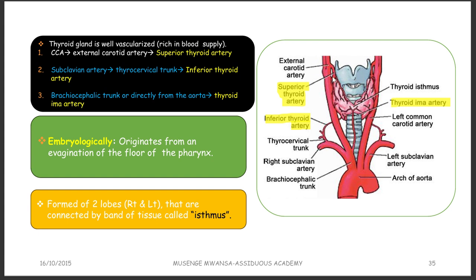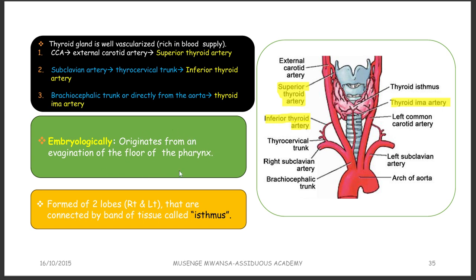So the external carotid is going to give what we call the superior thyroid artery. And then the subclavian artery, this one, is going to give what we call the thyrocervical trunk. This trunk here, the thyrocervical trunk, is going to give the inferior thyroid artery, which will supply the inferior aspect. And then the brachiocephalic trunk itself can as well give what is known as the thyroid ima artery. This artery that you can see here is supplying the middle aspect.